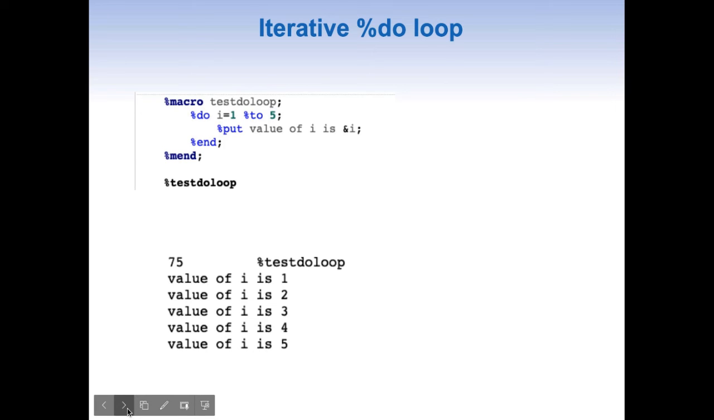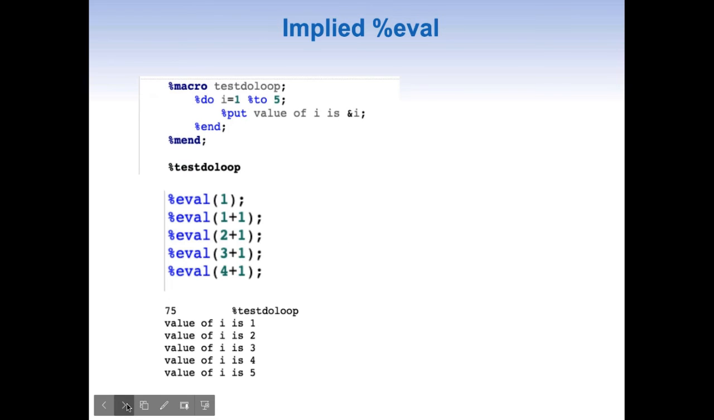Now that we have looked into %do loop, it is a good time to understand what really happens. As I told you, a macro variable is text, but if you see, I'm again saying that it is incrementing by 1. How is that happening? This is what is known as implicit eval or implied eval. Let's call it implicit eval.